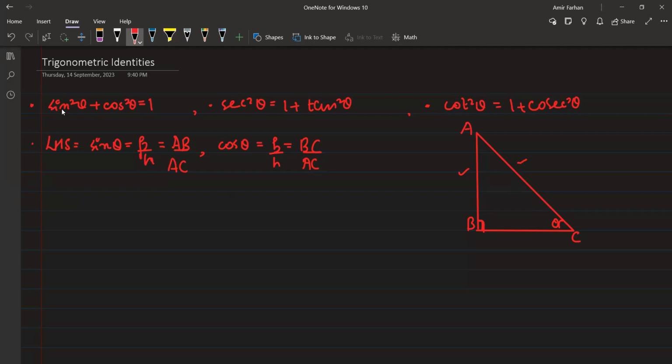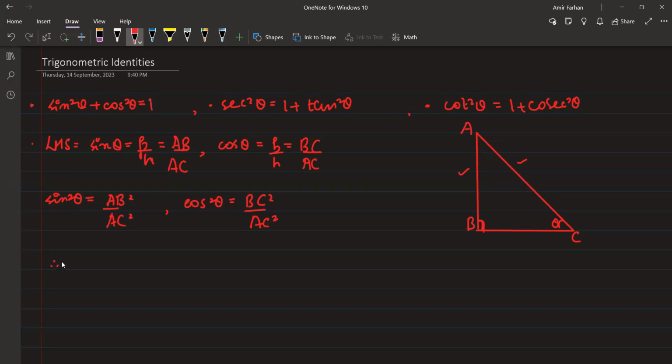Okay. So, Adil, the question is saying square the sine theta value, square the cos theta value. So we will do the same thing. Sine square theta will be AB square upon AC square. Yes or no, Adil? Yes. Cos square theta will be BC square upon AC square. Yes or no, Adil? Yes. The next thing the question is saying is add them up.